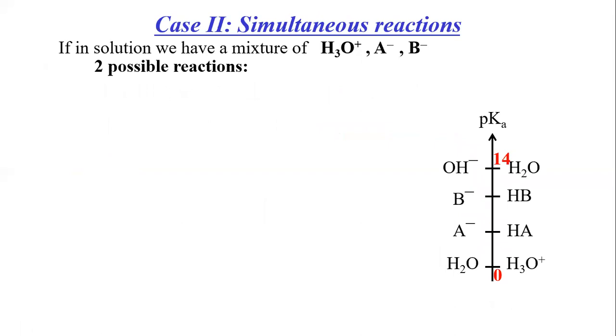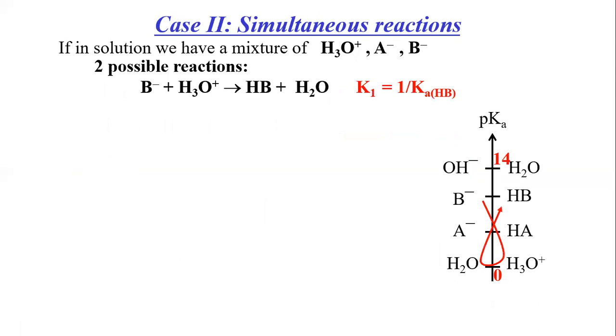In the cases we have two simultaneous reactions taking place at the same time. This is a bit rare for this course to actually see, and to be honest, you won't see it. But the idea of such a thing is, if I have a solution with a mixture of B minus, A minus, and H3O plus. Clearly, the strongest base between these two bases is the B minus. That will react with the H3O plus first, and then the A minus will sit there and react with the H3O plus.